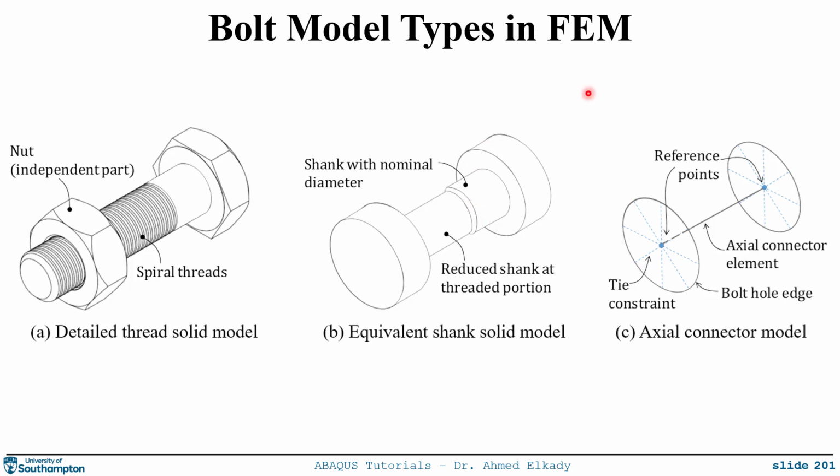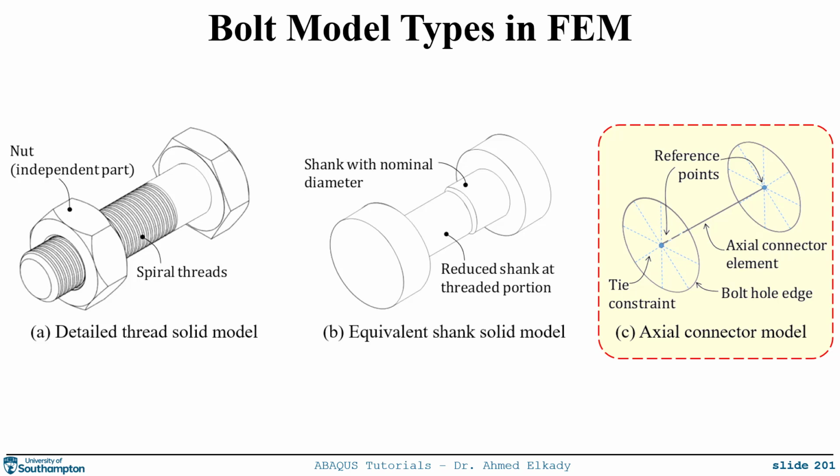Now, if you want to go a more simplified way, it is to represent the bolt using an axial connector, as we are showing here, between two reference points. This axial connector or axial spring will represent the overall force-elongation response of the bolt.